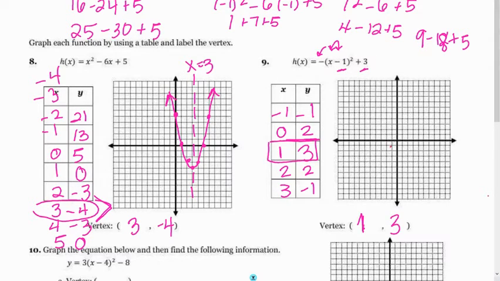So negative 1, 0, 2, 1, 3, 2, 2, and then 3, negative 1. And just like I predicted, it opens upside down. If I asked you for the axis of symmetry, you would tell me that it's at x equals 1.